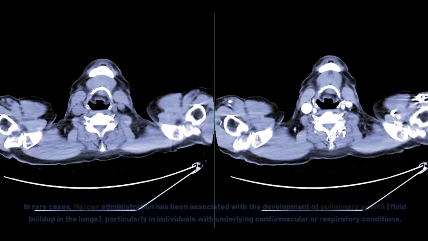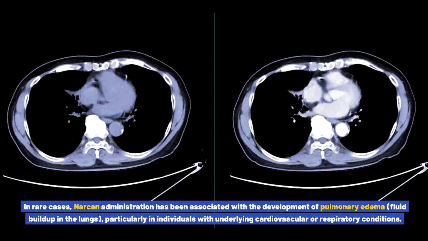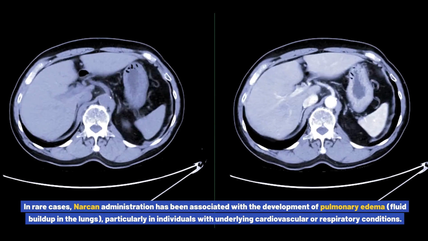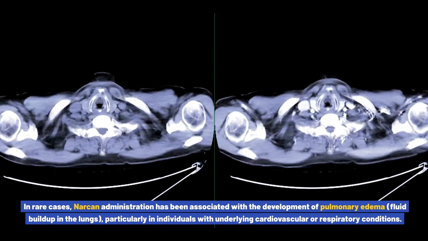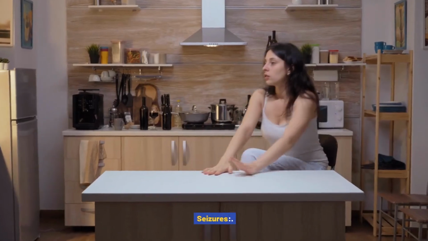Pulmonary edema. In rare cases, Narcan administration has been associated with the development of pulmonary edema, fluid buildup in the lungs, particularly in individuals with underlying cardiovascular or respiratory conditions. Seizures.